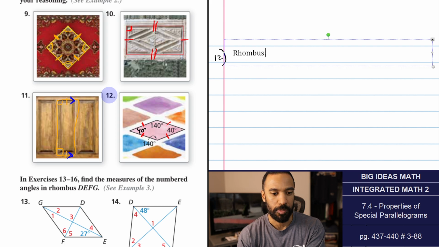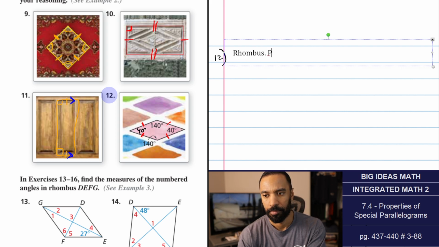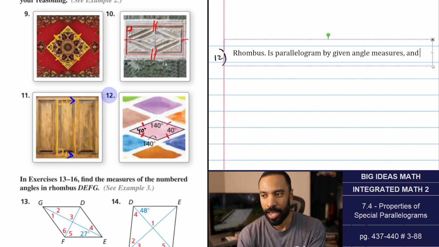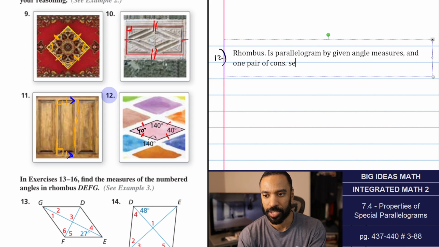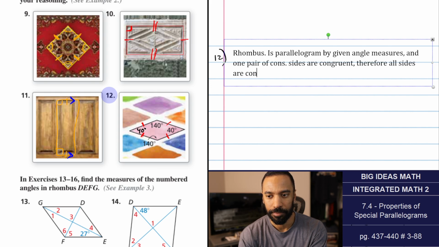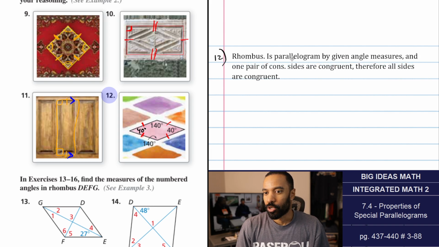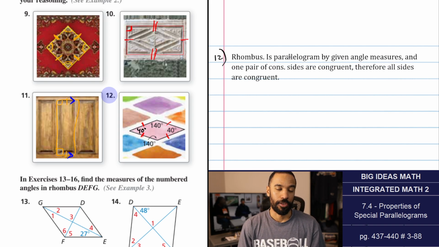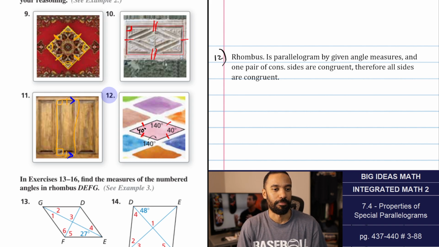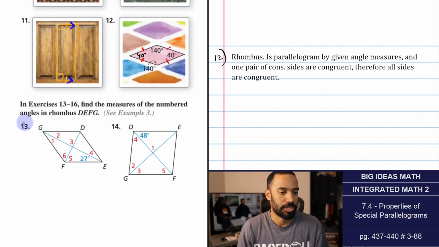Okay, it's a rhombus because parallelogram is parallelogram, from what I said before, by given angle measures, and one pair of consecutive sides are congruent. Therefore, all sides are congruent. Now, the therefore, I was going to say all sides are therefore. They're congruent because I stated the parallelogram part. I'd go further and say in a parallelogram, opposite sides are congruent, that kind of stuff, but I'm just leaving it there. Okay, numbers 13 through 16.